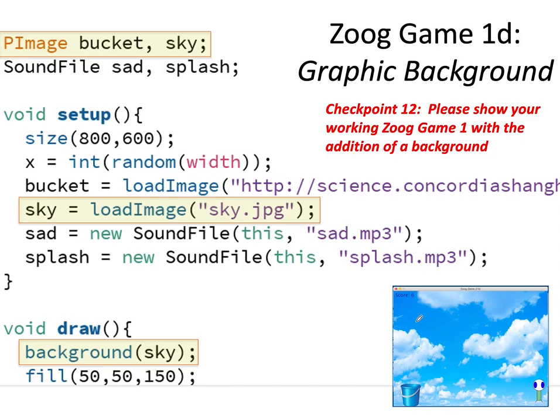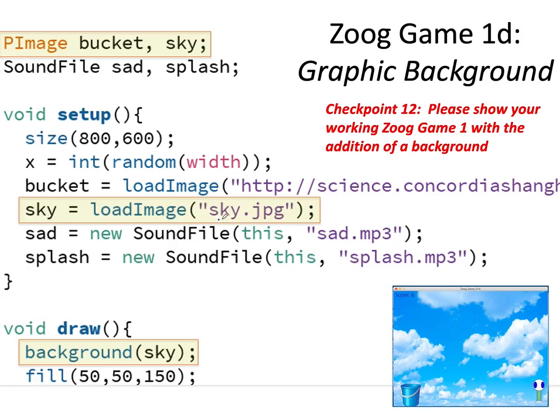Graphic backgrounds. Right now we've got a white background. It's okay, but it's not great. I'd like you to add one more thing in this case. So remember we talked about the comma before? So we already have a PImage variable called bucket. I'd like to add another one called sky. And you can name it anything you want. Sky is just logical. And down here, when we load the bucket, we're also going to load a sky image.